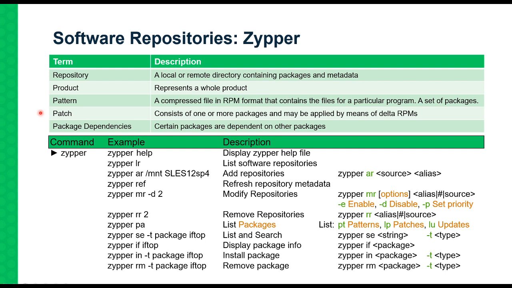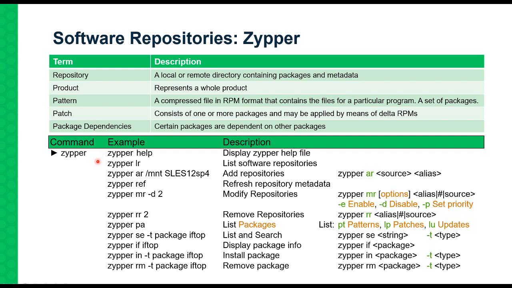Then a patch consists of one or more packages and may be applied by means of delta RPMs. And in our package dependencies, this contains packages that are dependent on other packages. And here is zypper. With zypper, we've got quite a few things to do, and we'll try all of them on our server shortly. So the first thing with zypper is you can get help by typing zypper help.